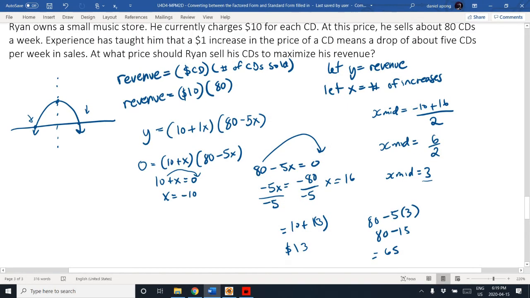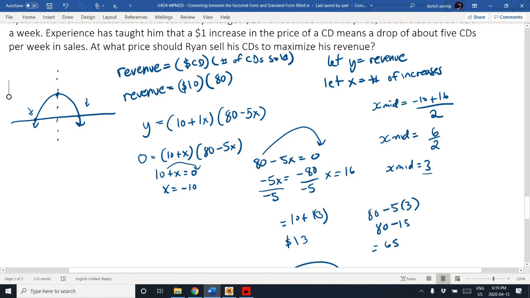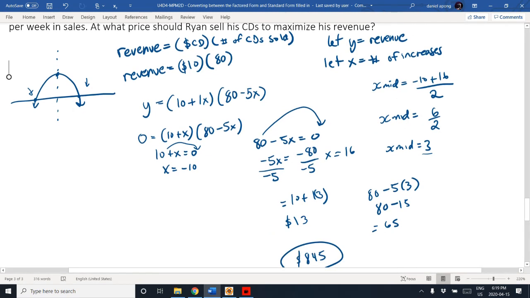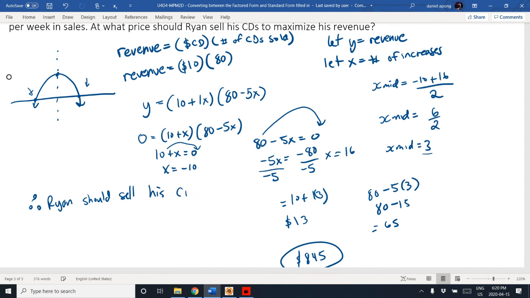And just to make sure we're answering the correct part of the question, at what price should Ryan sell his CDs to maximize his revenue? He should sell his CDs for $13. So let's just finish with the concluding statement. Ryan should sell his CDs for $13.